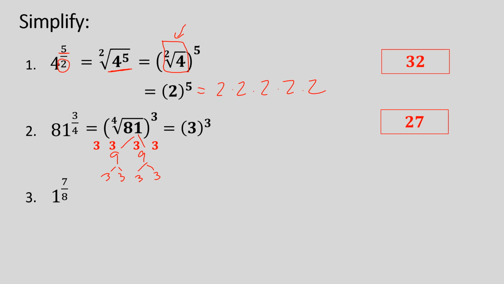Lastly, 1 to the 7/8 power. 8th root of 1 to the 7th power. 8th root of 1 is just 1, because 1 times itself 8 times is still 1. And then 1 to the 7th power is still 1.